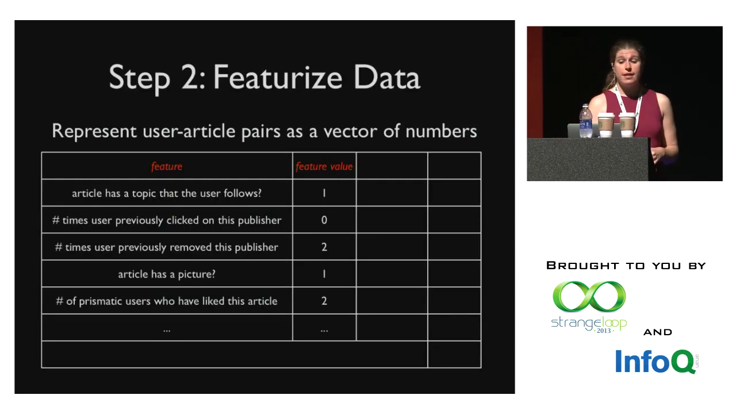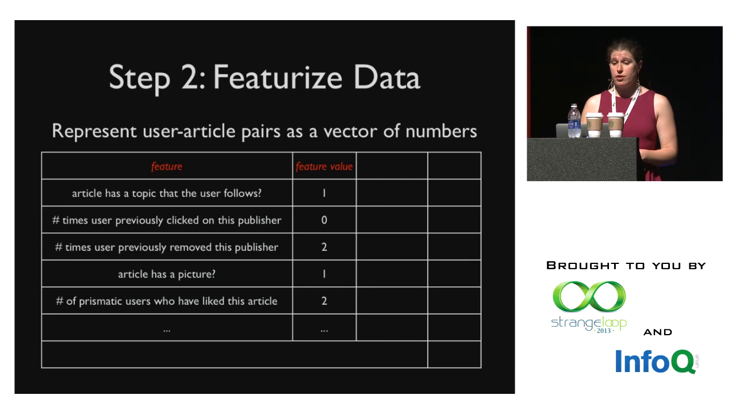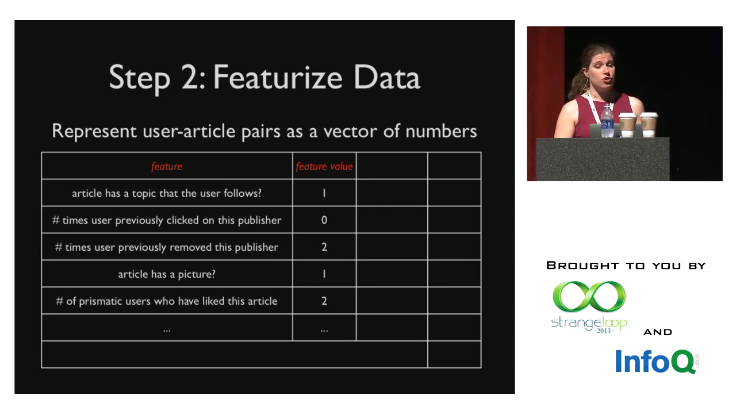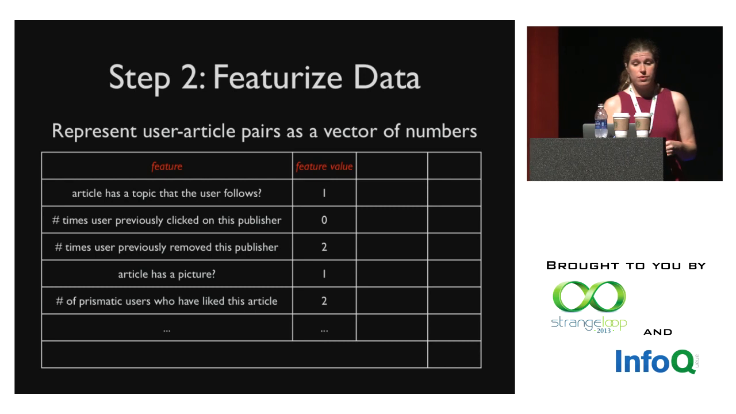Next, we need to come up with a set of features for these data. These are basically questions that we can answer programmatically about article user pairs. They should be based on facts, which should help you determine how likely a user is to like or dislike a particular article. Here are some examples.